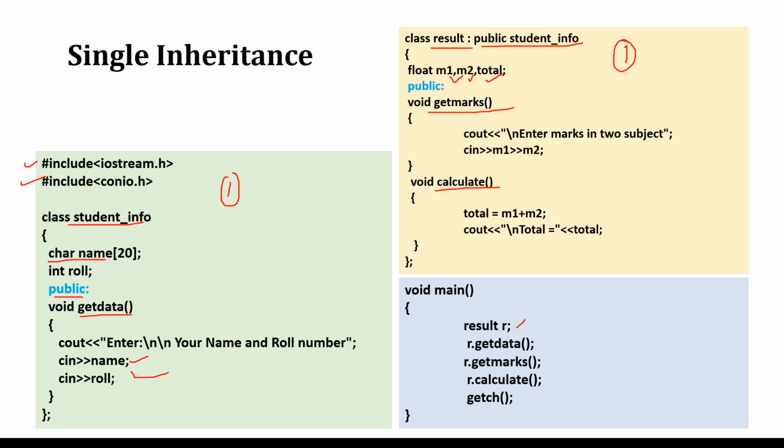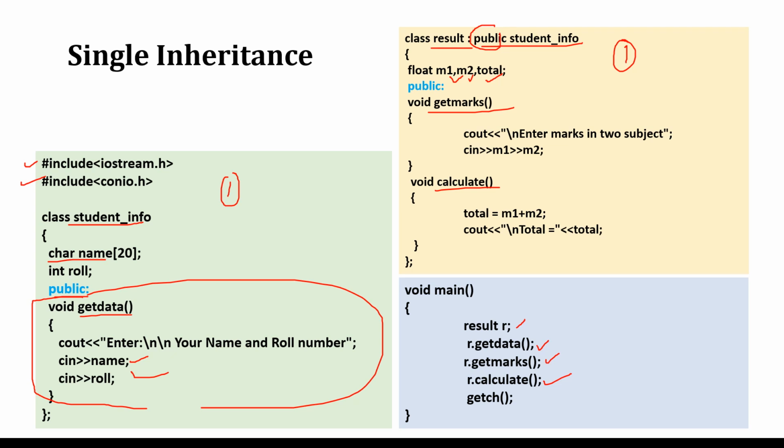In the void main function, object R is created of the derived class, then R.get_data, R.get_marks and R.calculate. So we are accessing the base class contents using the derived class object, because since it is publicly derived, the public content of the base class will be available in the public section of the derived class. This is the concept of inheritance, right? So this is a simple example of single inheritance.